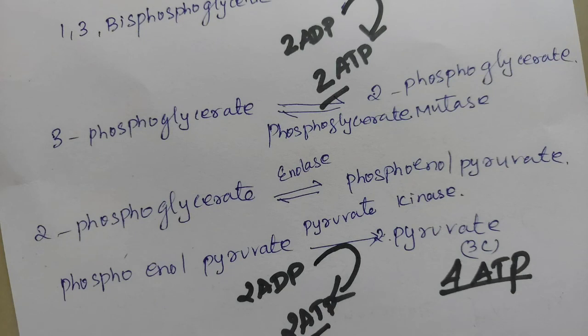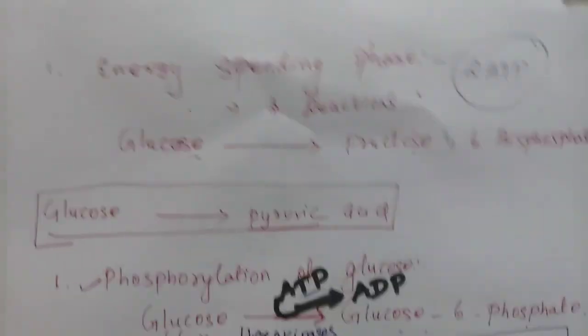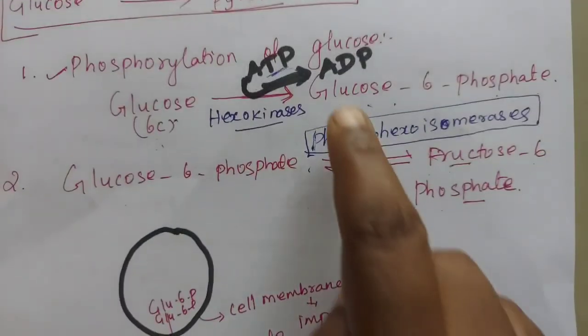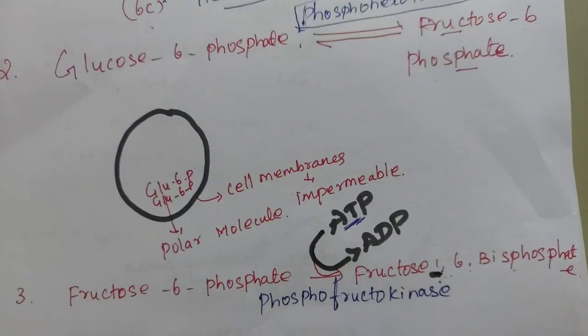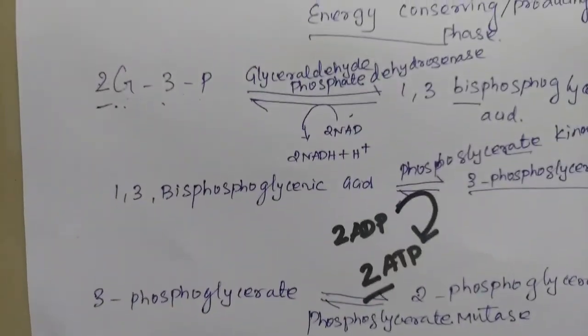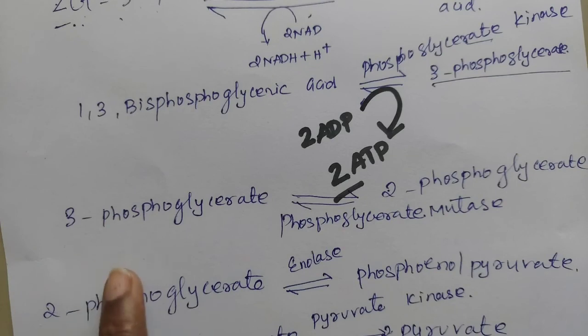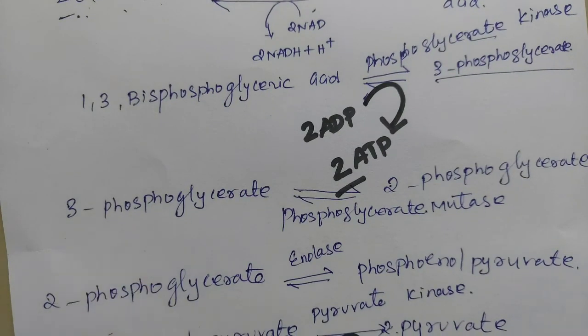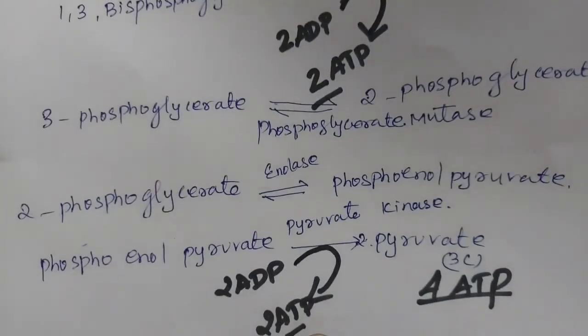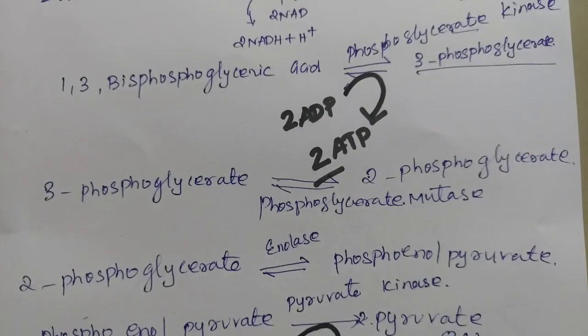That is why we call the first phase the energy spending phase. During the energy spending phase, the ATP is actually utilized. But during the third phase of this glycolysis, energy has been produced. That is why this phase is called energy producing.